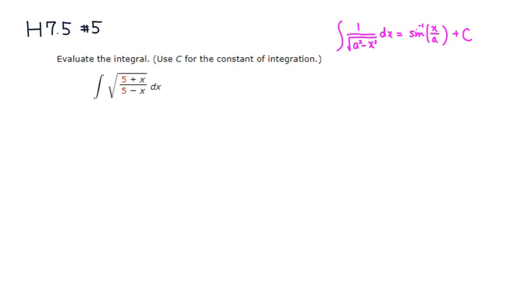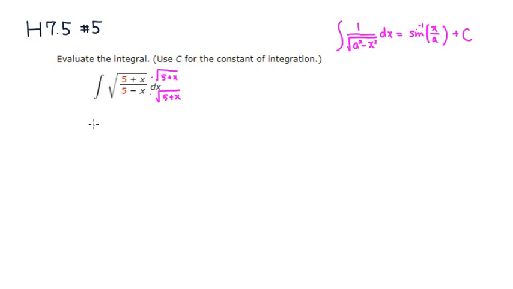What I'm going to do is multiply top and bottom by the square root of 5 plus x, which is the same thing as the top. So I'm going to multiply the top by the square root of 5 plus x, and we have to do the same thing to the denominator, multiply by the square root of 5 plus x. If you do that, you're going to get this integral.